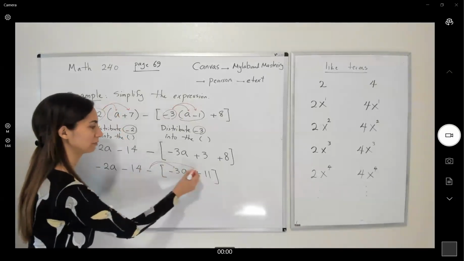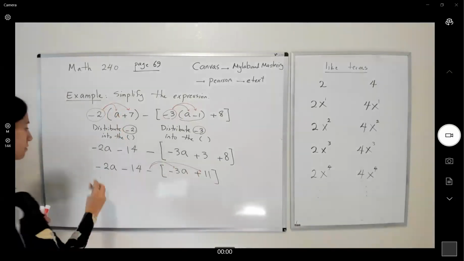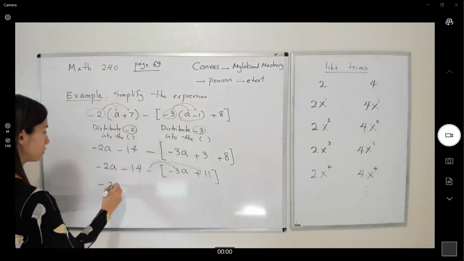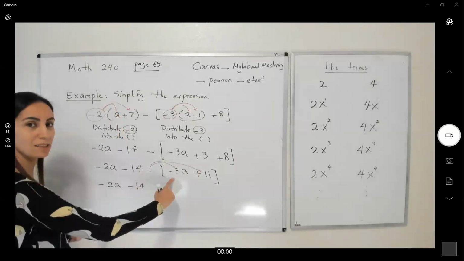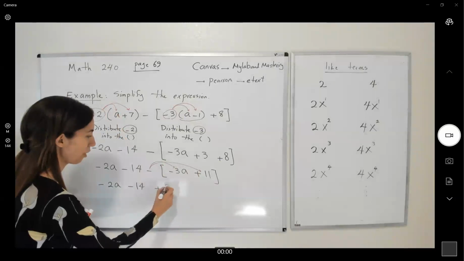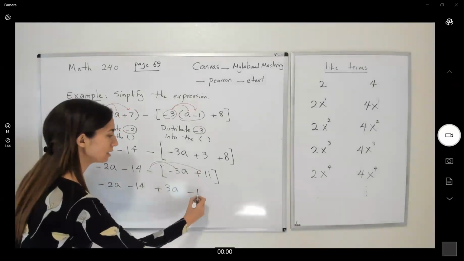Minus, minus. Very good. I'm copying down -2a. I'm copying down -14. Minus, minus, plus 3a. Minus, plus, minus 11.